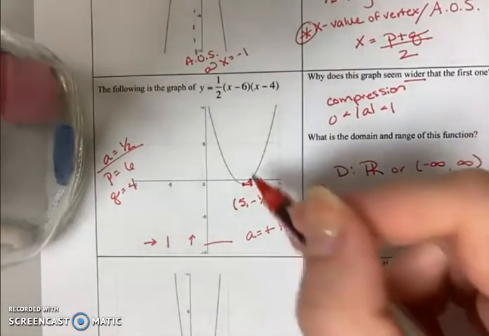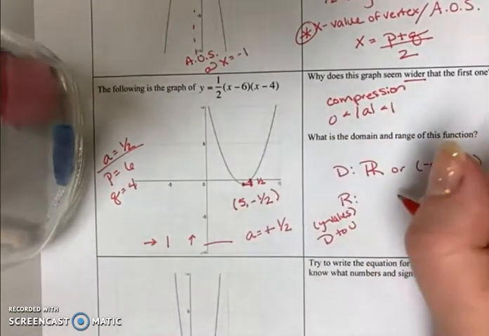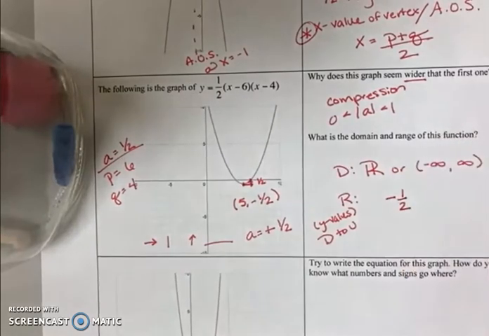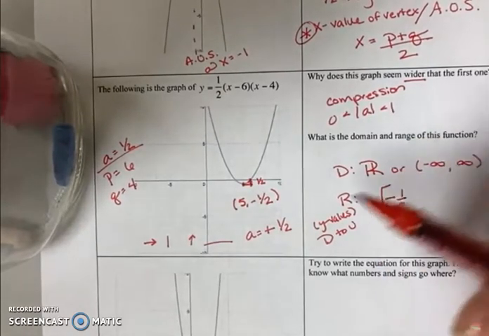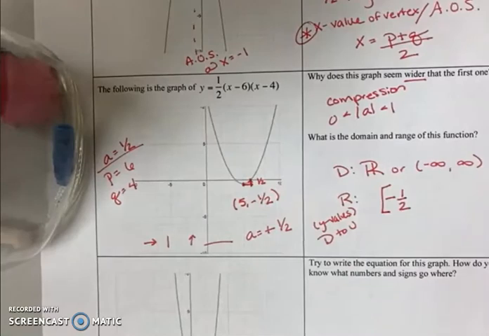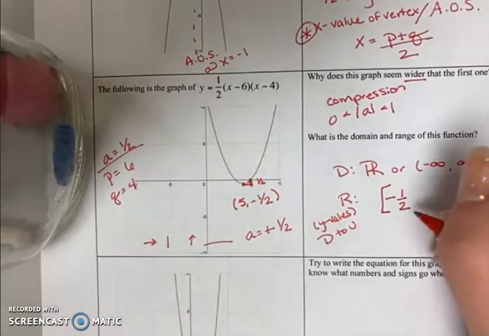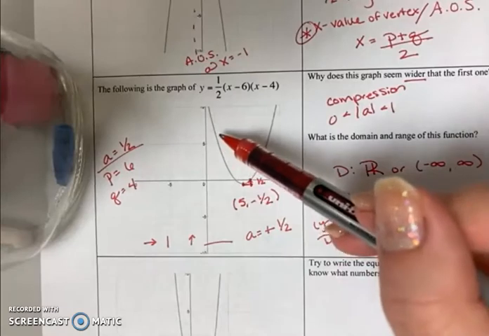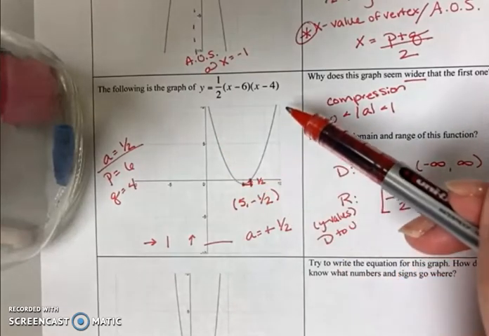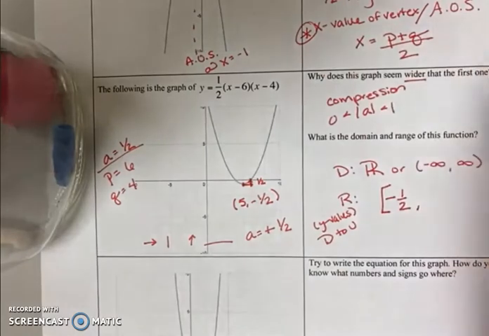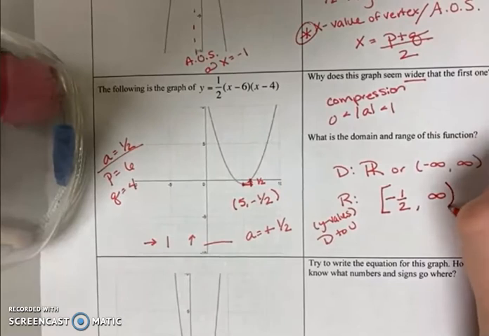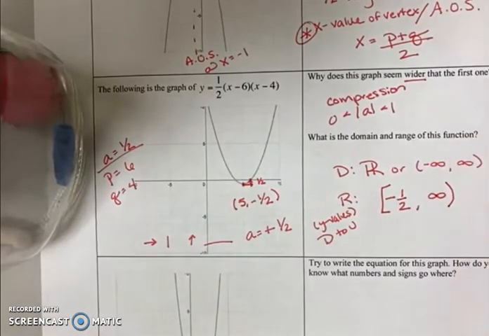So the lowest point of my graph has a y value of negative 1/2. So that's what I want to use, is negative 1/2. I need to use a bracket here because this point is included on my graph. It represents the minimum. As the function goes up, it's going to increase forever, meaning it's approaching positive infinity. This time I need to use a parenthesis because infinity is not included in the graph.